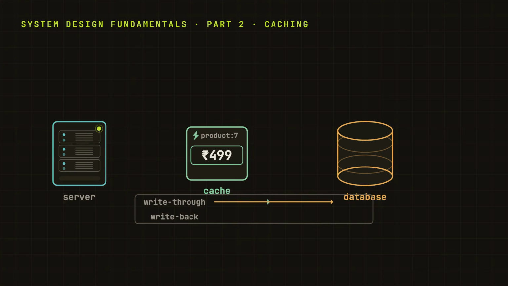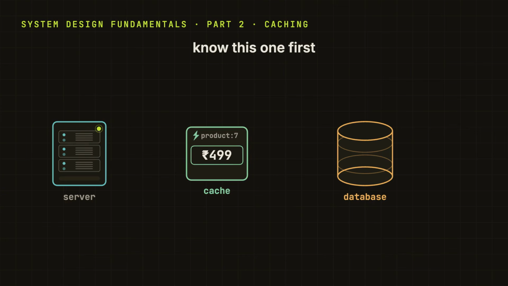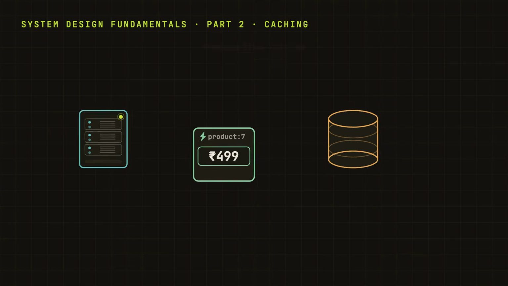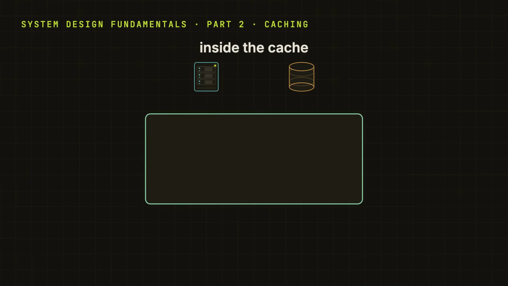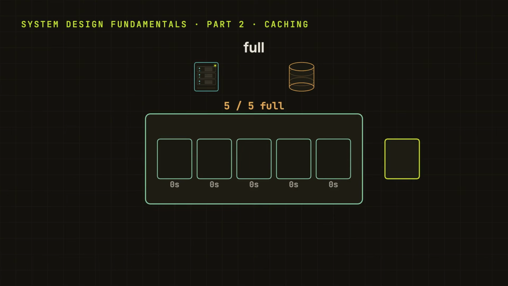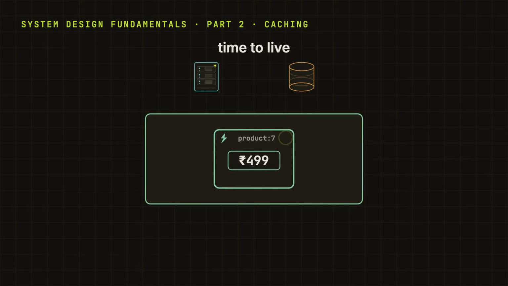There are other patterns as well. Write through, where you update the cache and database together, and write back, where you write to the cache first and the database later. But cache aside is the one to know first. Now, caching has two famous hard problems and they are worth knowing properly. The first is eviction. A cache is small, so when it fills up, it must throw something out. The most common rule is LRU, least recently used. Throw out whatever has not been touched in the longest time. And each entry can also have a TTL, a time to live, after which it expires automatically.